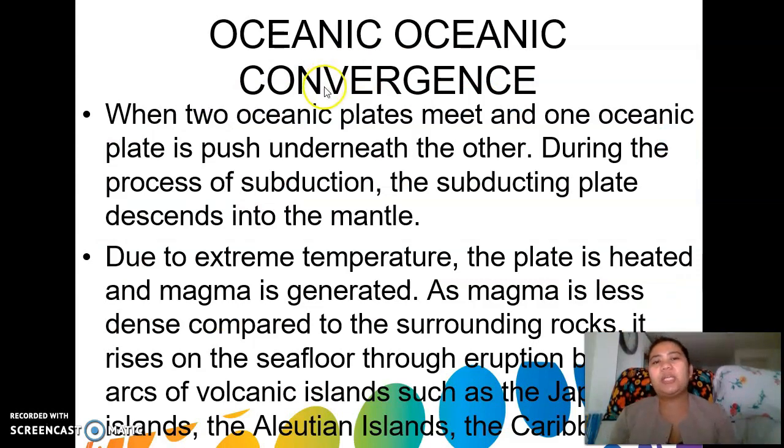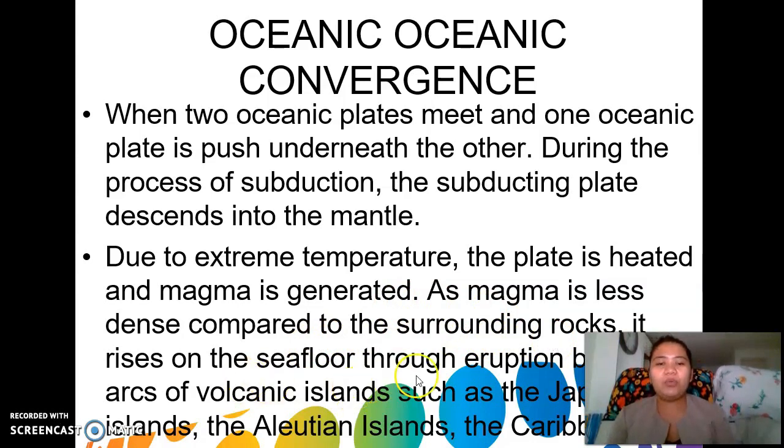Now let's proceed with oceanic to oceanic convergence. When two oceanic plates meet and one oceanic plate is pushed underneath the other, during the process of subduction, the subducting plate descends into the mantle. So again, there will be one denser plate which will subduct and forms your trench or subduction zone. Due to extreme temperature, the plate is heated and magma is generated. As magma is less dense compared to the surrounding rocks, it rises up.